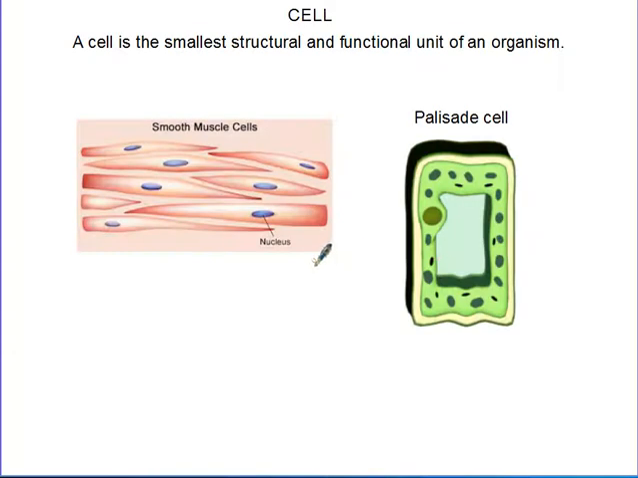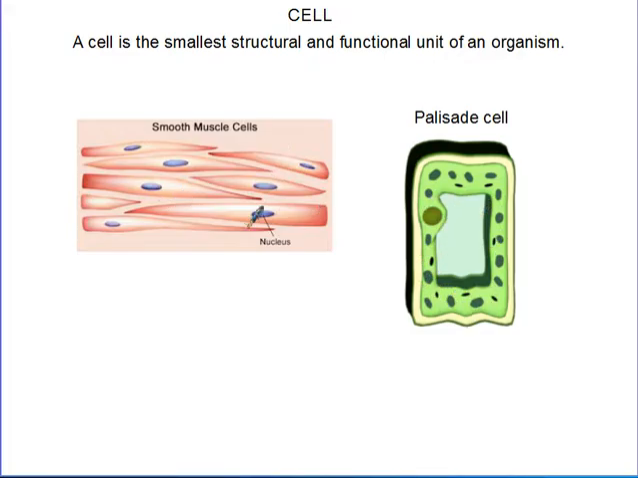Now, we learned that a cell is the smallest structural and functional unit of an organism. This is a palisade cell. Just like every plant cell we've been drawing, this is a palisade cell. It is found in the leaves of plants. It's where most of the chloroplasts are found, most of the chloroplasts containing chlorophyll. It is where they are found.